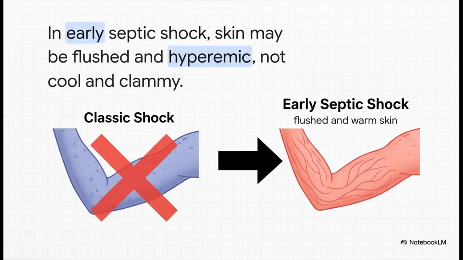But, and this is a huge but, here is a crucial clinical pearl. We are all trained to look for that cold, clammy patient. But you have to remember that in early septic shock, all that massive vasodilation can actually make the patient's skin feel warm and flushed. It's a classic trap. So don't let warm skin fool you if everything else is pointing towards shock.